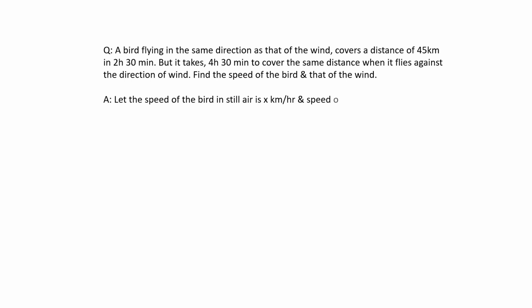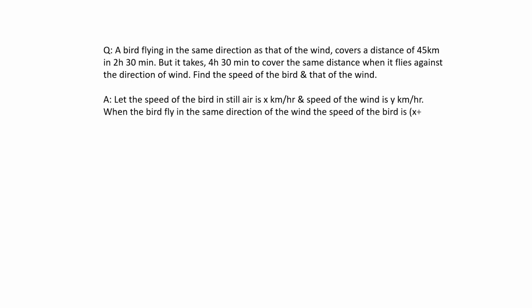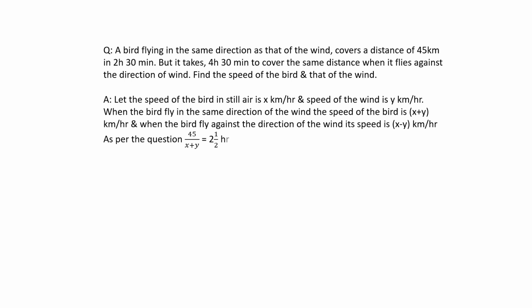Let the speed of the bird in still air be x km per hour and the speed of the wind be y km per hour. Now when the bird flies in the direction of the wind, its speed is x plus y km per hour, and when the bird flies against the direction of the wind, its speed is x minus y km per hour. So as per the question, 45 by x plus y equals 2 and 1 by 2 hours, because 2 hours 30 minutes, or on simplifying we get x plus y equals 18. This is the first equation.